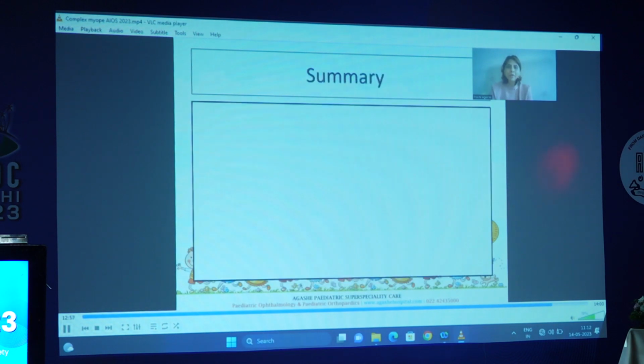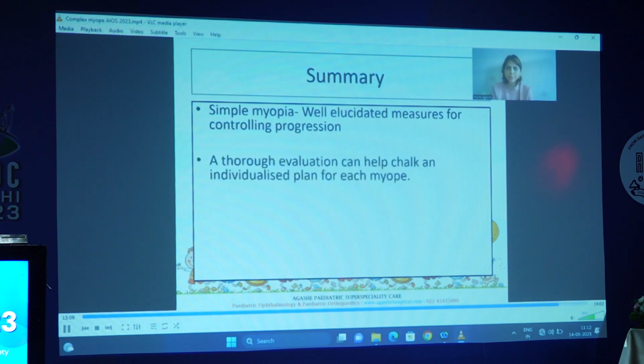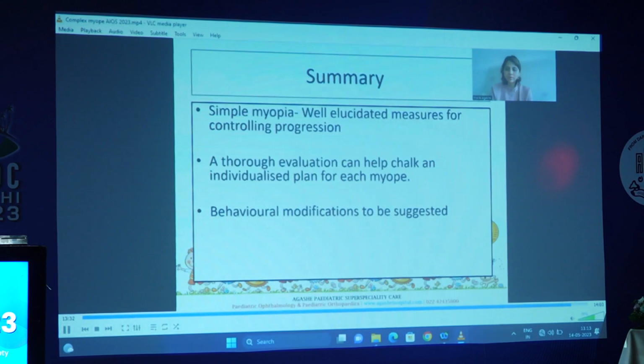So to sum it up, I have included cases which do not fall into the regular school myopia or simple myopia cases, where we have well elucidated measures for controlling progression. In this category of complex myopia cases, a thorough evaluation can help chalk out an individualized plan for each myope. Behavioral modifications, which I have not included overall in the presentation, form an important and integral part of management in these patients, which includes increased outdoor exposure and some measures to take regular breaks for near activities.